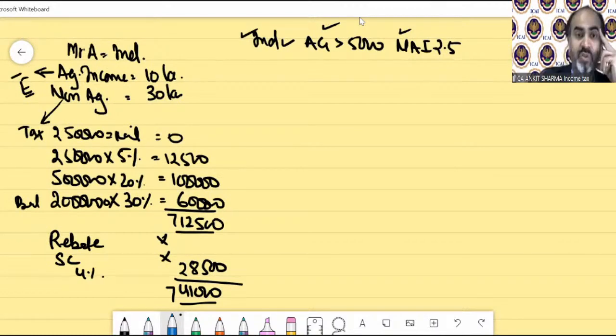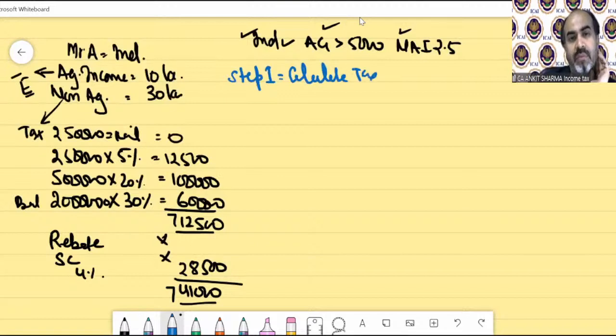So now what does the integration provision say? Understand. Step number 1 says calculate tax on full income. That means assume your agricultural income also as non-agricultural. Step 1 says calculate tax on agricultural plus non-agricultural income both. Assume your non-agriculture income is now 40 lakh rupees. So you have to calculate tax assuming that you do not have any agricultural income. The agriculture is like non-agricultural. So you have to calculate tax on both incomes as per normal rate provision. So that is technically wrong.